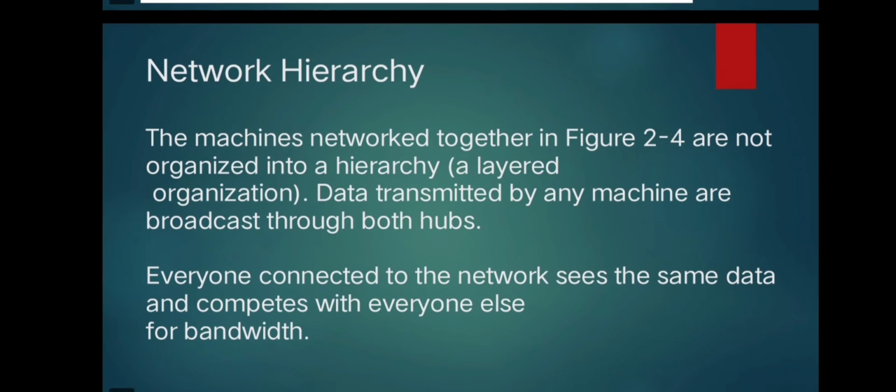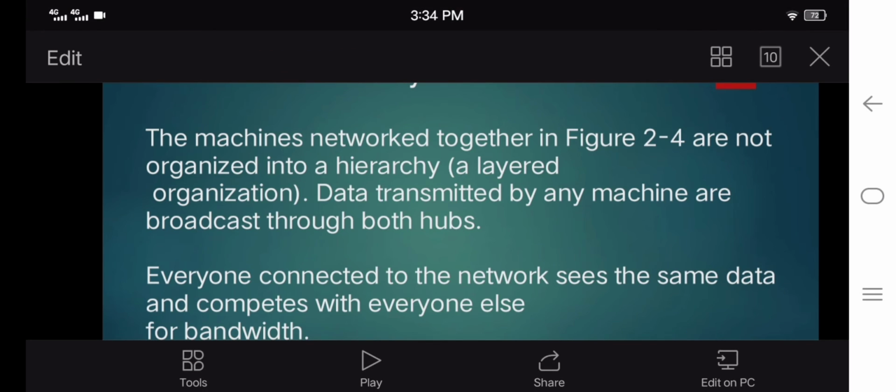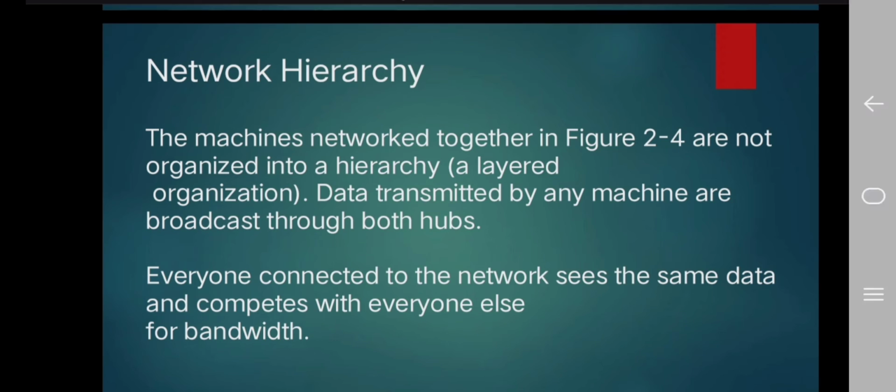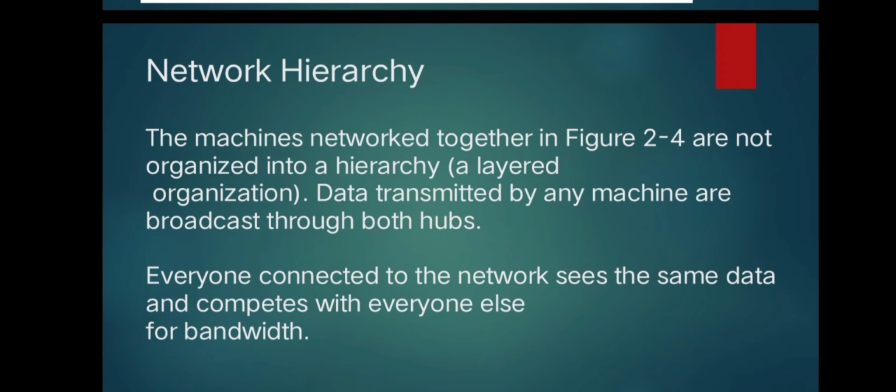So, network hierarchy. The machines networked together in figure 2.4 are not organized into a hierarchy, a layered organization. Data transmitted by any machine are broadcast through both hubs. Everyone connected to the network sees the same data and competes with everyone else for bandwidth.